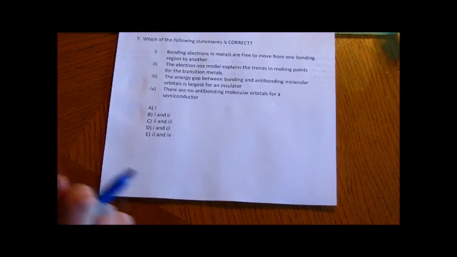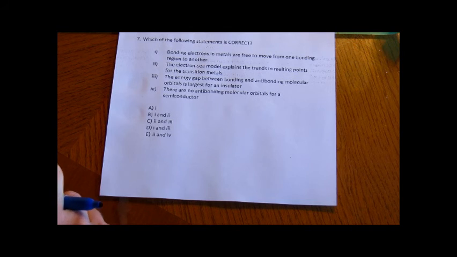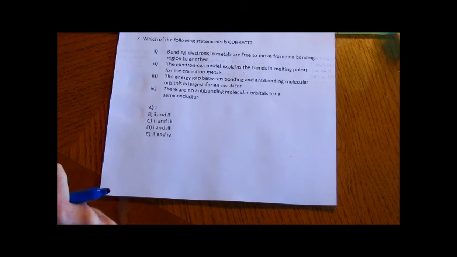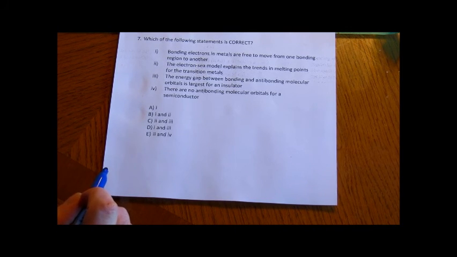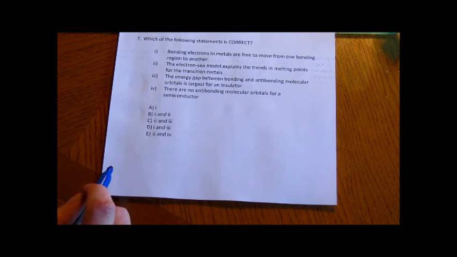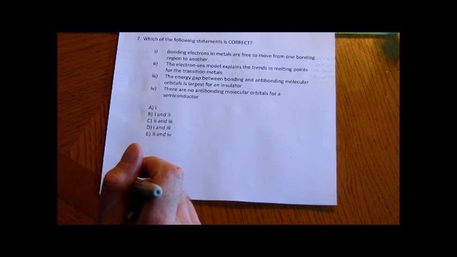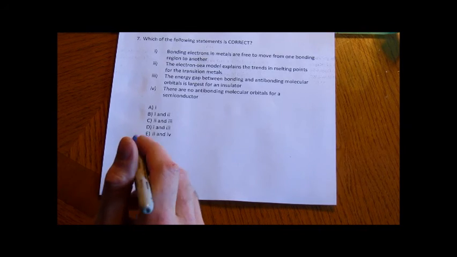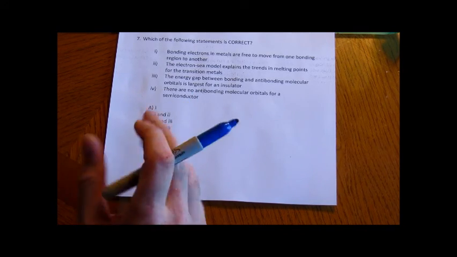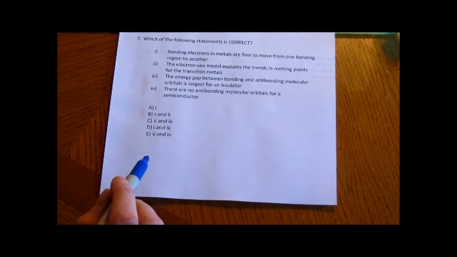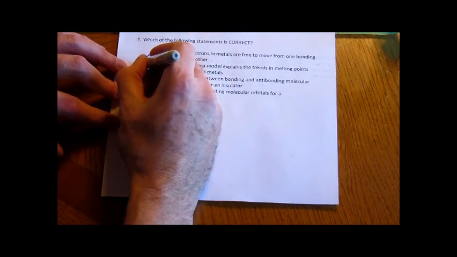Okay, which of the following statements is correct? Bonding electrons in metals are free to move from one bonding region to another. Or the electron sea model explains the trends in melting points for the transition metals. The energy gap between bonding and anti-bonding molecular orbitals is largest for an insulator, and there are no anti-bonding molecular orbitals for a semiconductor. So certainly bonding electrons can be free to move from one bonding region to another, depending on the band structure. The electron sea model, one of the weaknesses of it actually is that it doesn't explain that trend. So this one's okay, that one's no good.